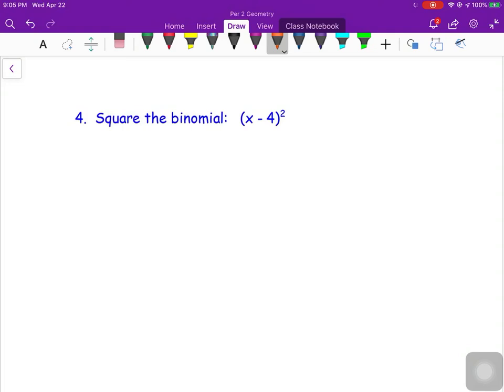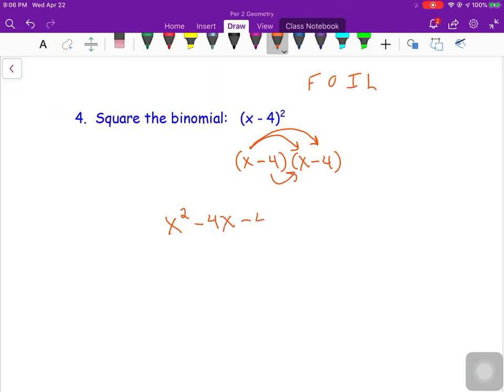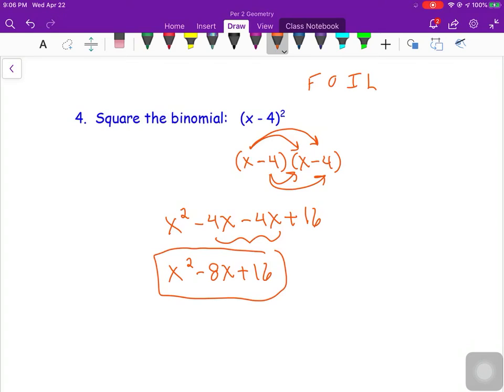If we wish to square x minus 4, it means we have an x minus 4 multiplied by another x minus 4. Using our FOIL process, first times first is x squared. Outsides, -4x. Insides, another -4x. And last, +16. And yet again, combining those like terms in the middle, -8x. There is our answer.